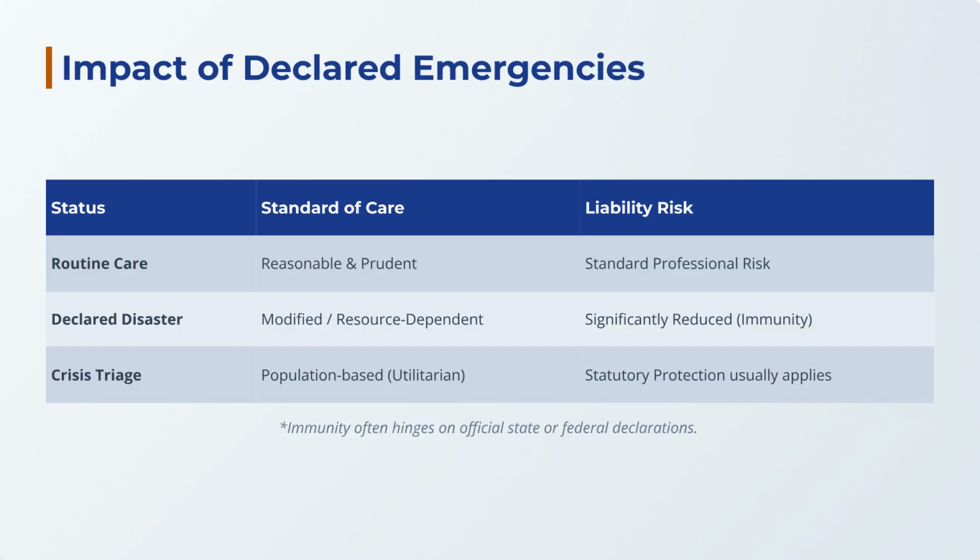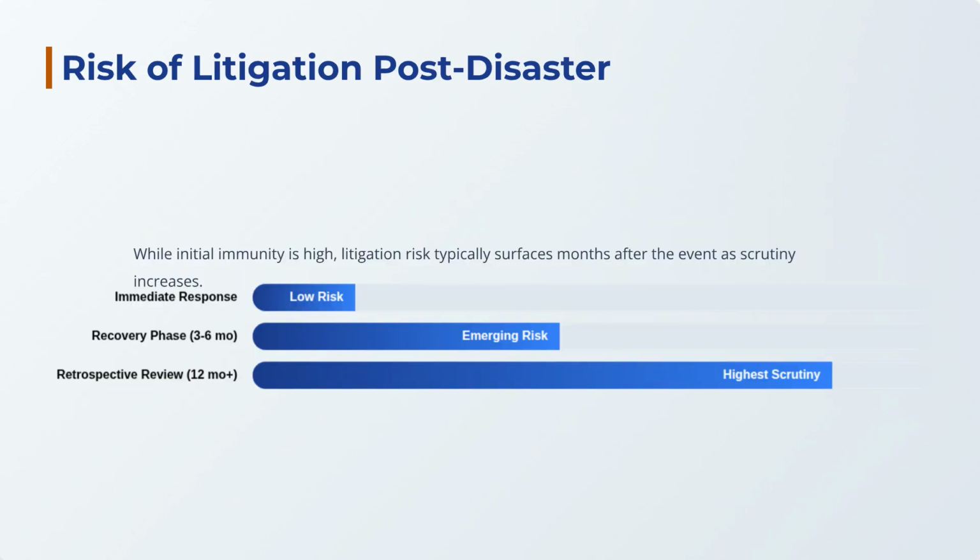The impact of declared emergencies shifts the standard of care from reasonable and prudent to modified or resource-dependent, significantly reducing liability risk. Immunity often hinges on official declarations. While initial immunity is high, the risk of litigation post-disaster increases over time. The highest scrutiny typically occurs 12 months or more after the event during retrospective review.